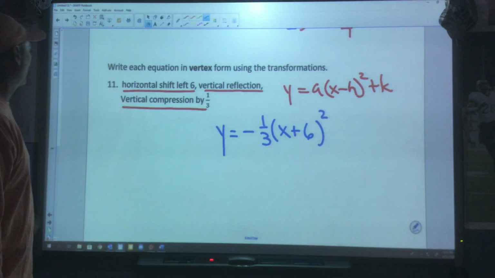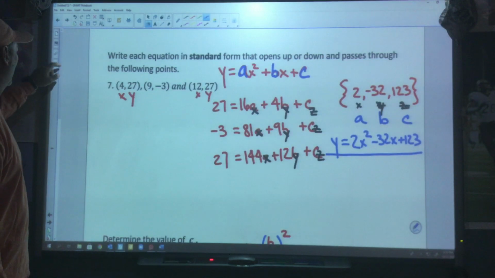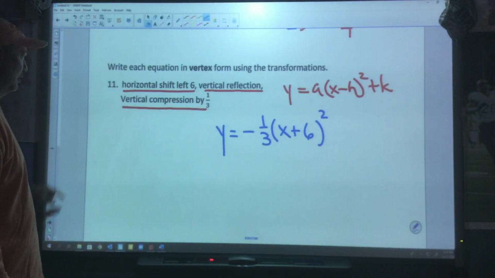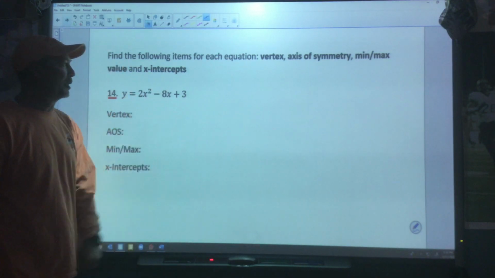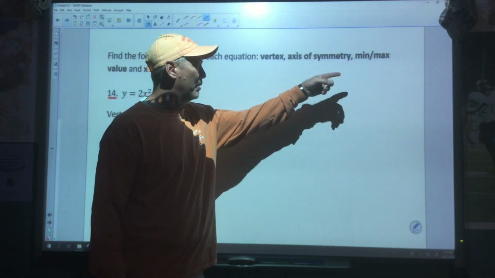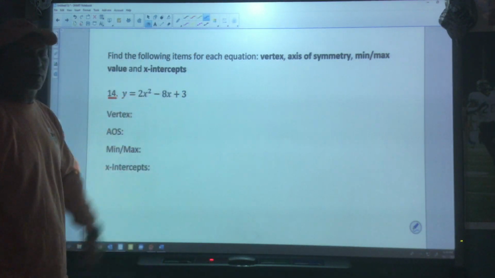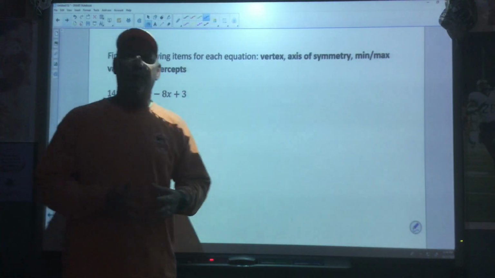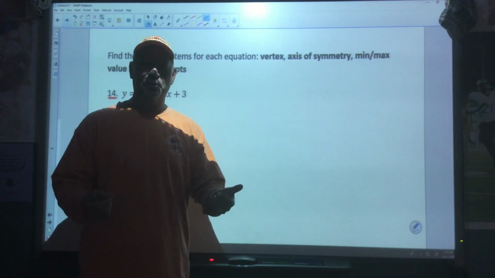Okay? Next problem. Let's see if there's one more at the bottom real quick. Make sure I didn't miss anything. Nope, we're good. Okay, so number 14. It says find the following items for each equation. We need to find the vertex, the axis of symmetry, the minimum and the maximum value, and then the x-intercepts. The easiest way for us to do this, to find everything we need for the most part, is we're going to put this in the calculator.